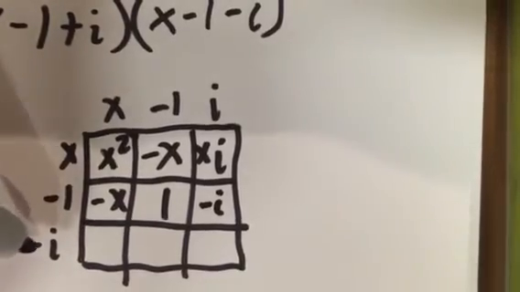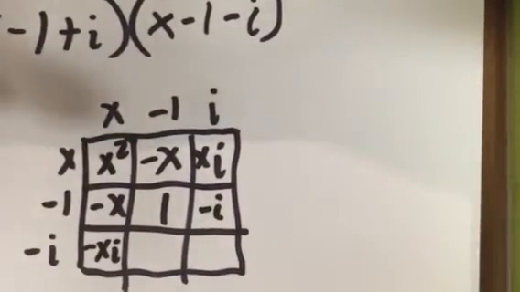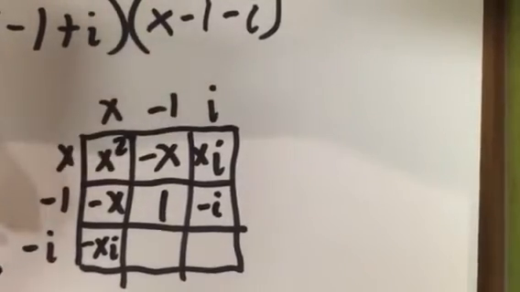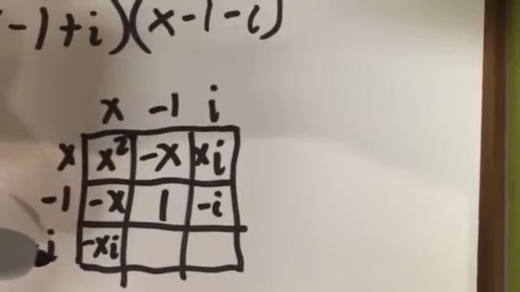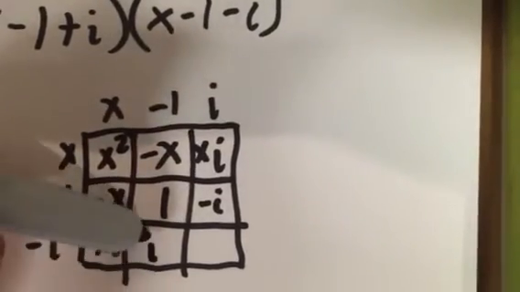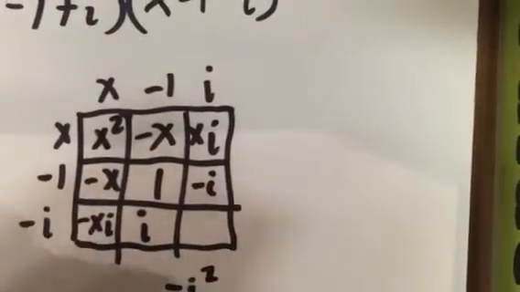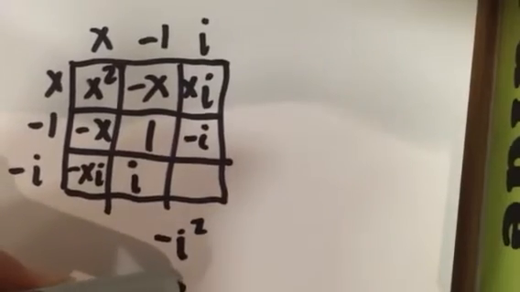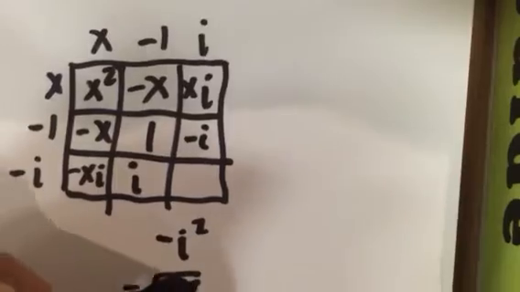And then negative i times x is going to be negative x times i. Negative 1 times negative i: a negative times a negative is positive, and 1 times anything is itself, so this would be positive i. And then negative i times i, that would be negative i squared. I squared is negative 1, so negative times negative 1 is positive 1.